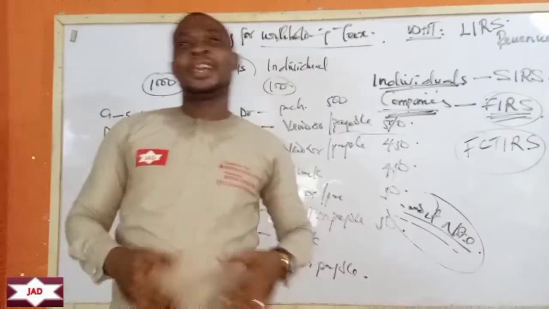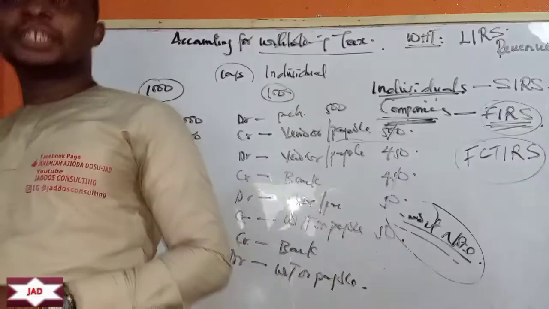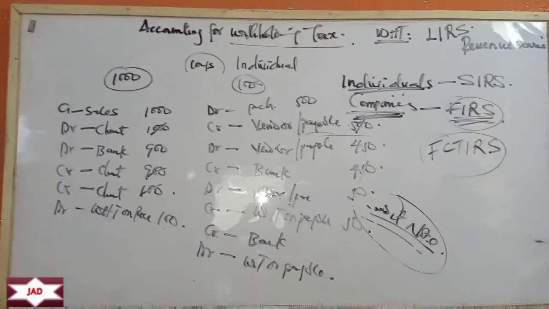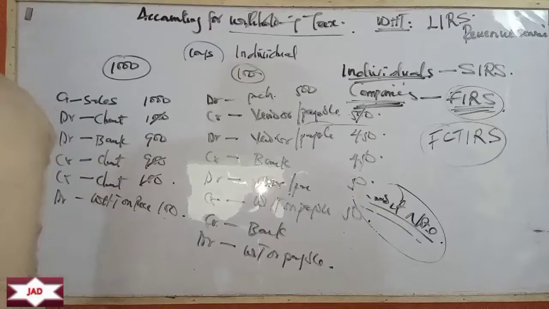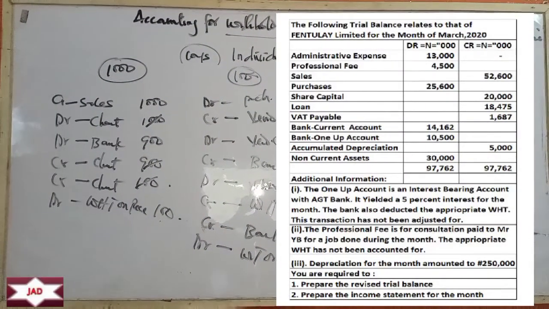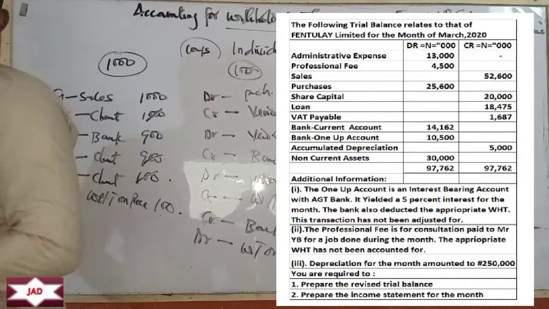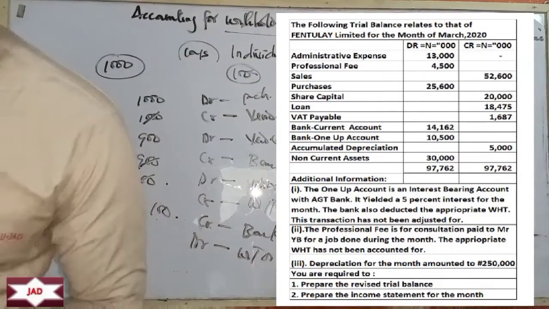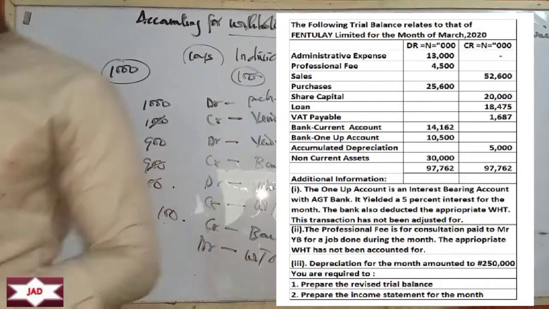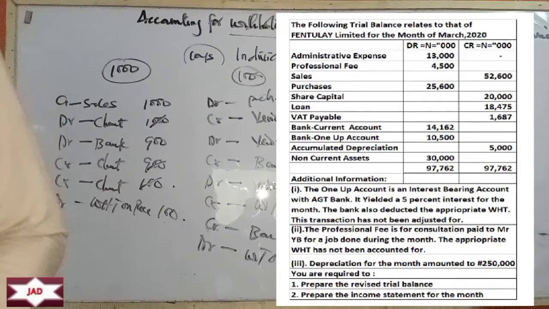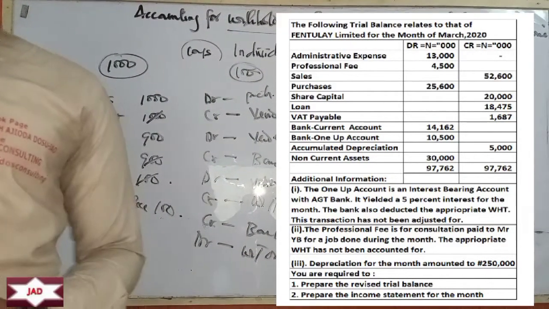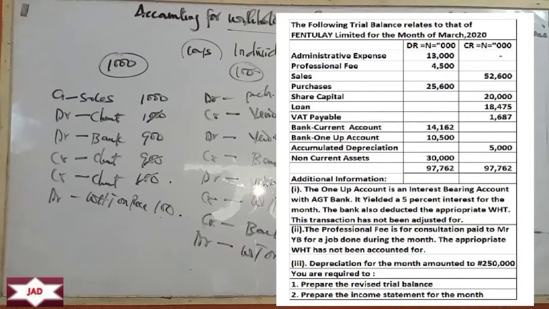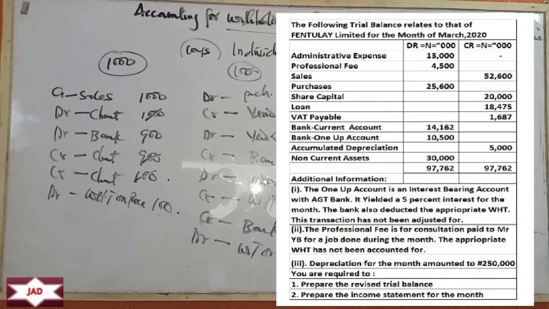So quickly, let's take this quick question and then call it a day. We have the following trial balance relating to that of Fertile Limited for the month of March 2020. So we have administrative expenses, professional fees, sales, purchases, share capital, loan, VAT payable. I think they've taken care of VAT output and input here. So we have the bank current account, the bank one-up account, accumulated depreciation, non-current assets and all that.